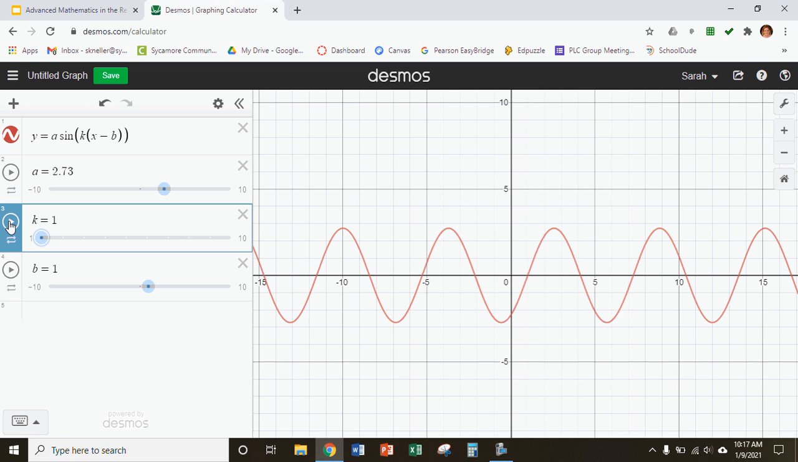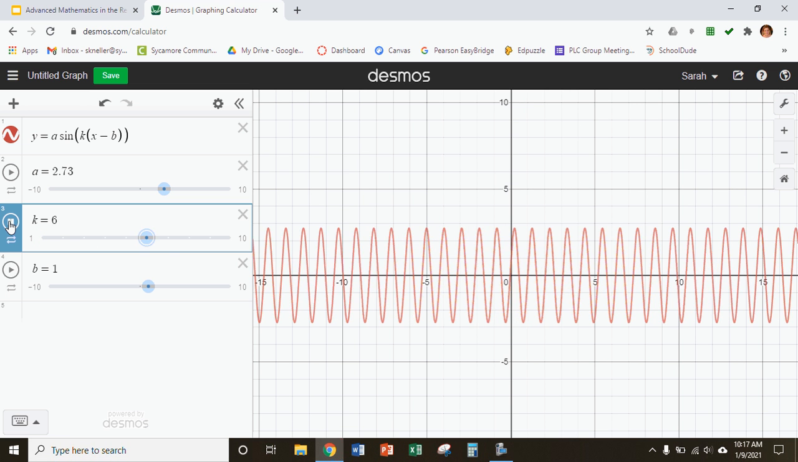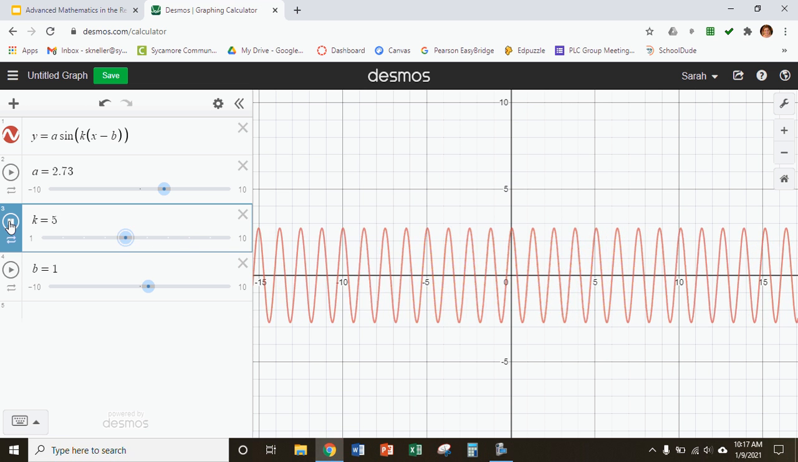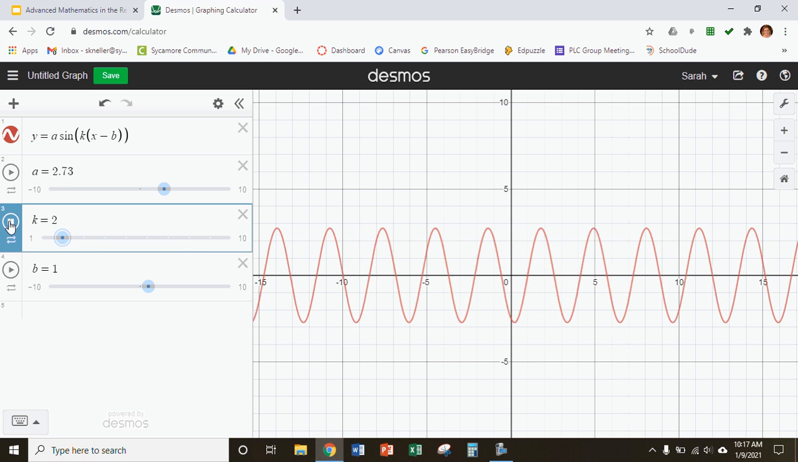Okay, so I'm just going to stop that at some random value there. K is actually what's going to affect how many waves we have in one normal cycle. So as we hit play to animate that, you're going to see more and more waves appear and then decrease as the number value gets lower.